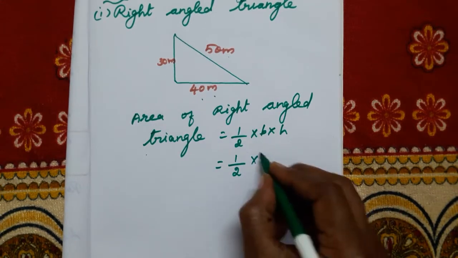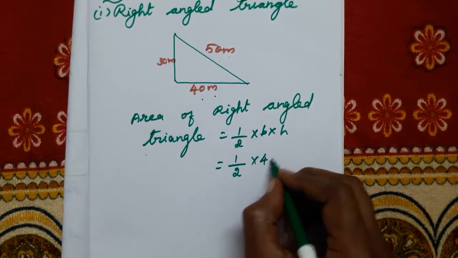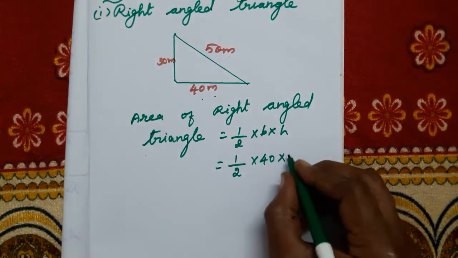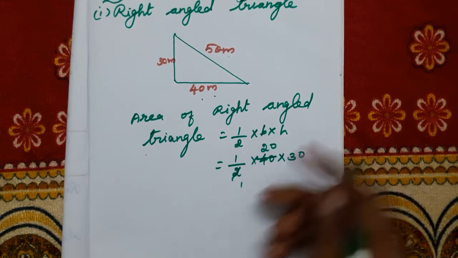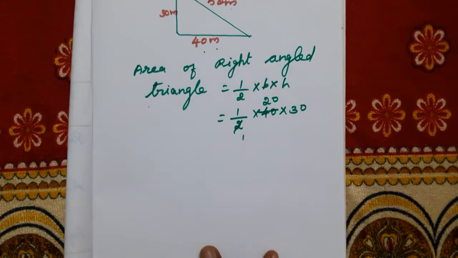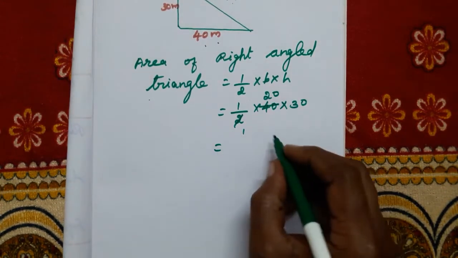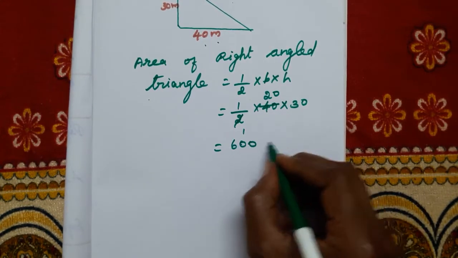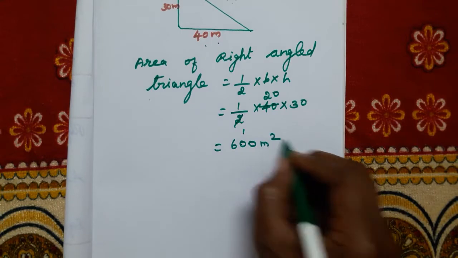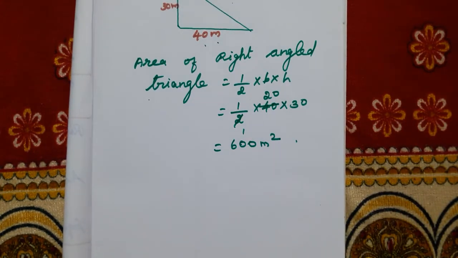Half into base in place 40, height in place 30. 1, 2 is 2, 2 2s are 4, 0. So when we are multiplying 20 into 30, 3 2s are 6, 0, 0, 600 meters square. Area of the right triangle is 600 meters square.